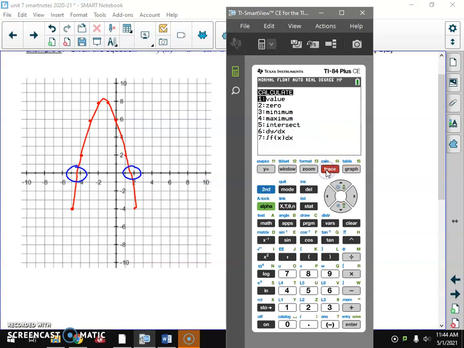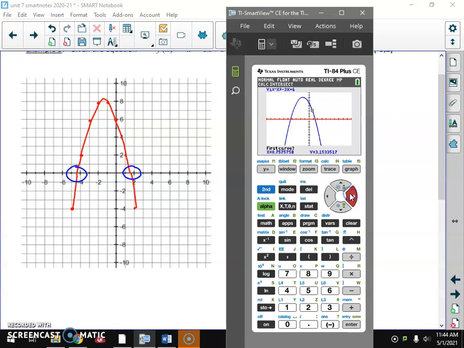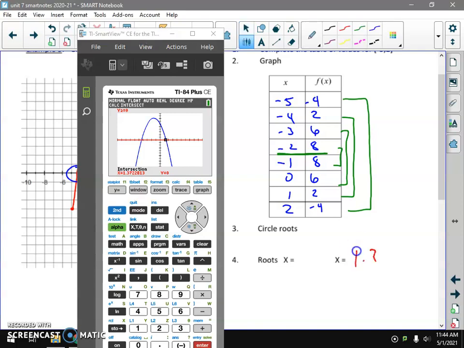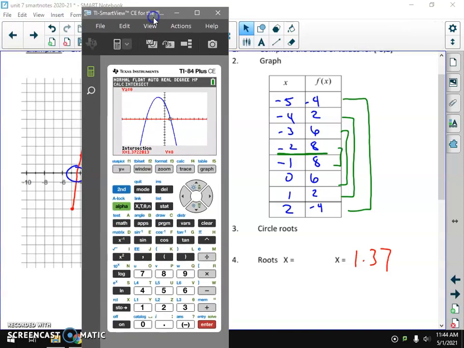Second trace. Number 5. I'm going to find the right one first. And remember, we're going to round this to money. Enter, enter, enter. 1.372. The 2 makes the 7 stay the same. So 1.37.